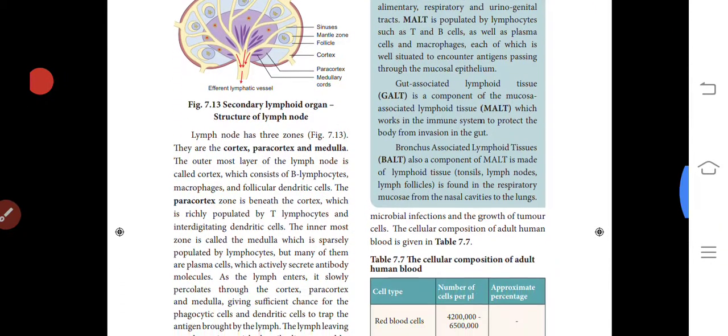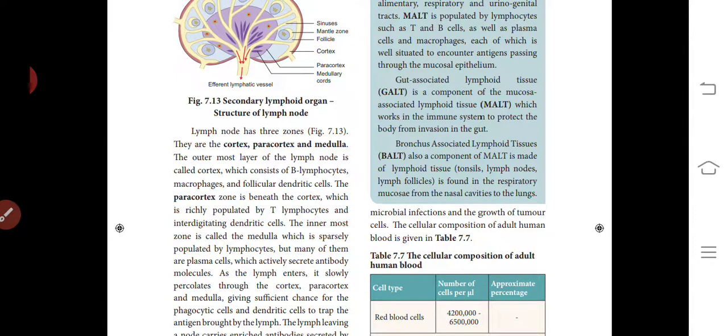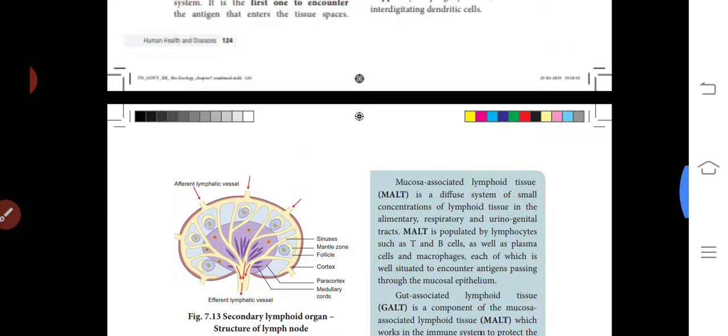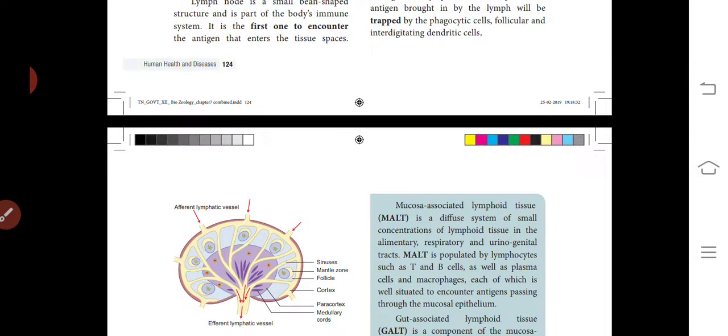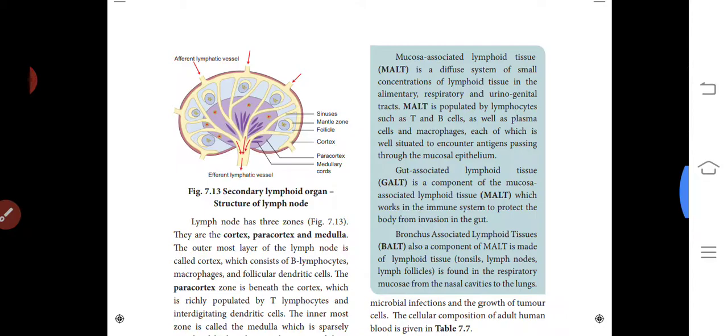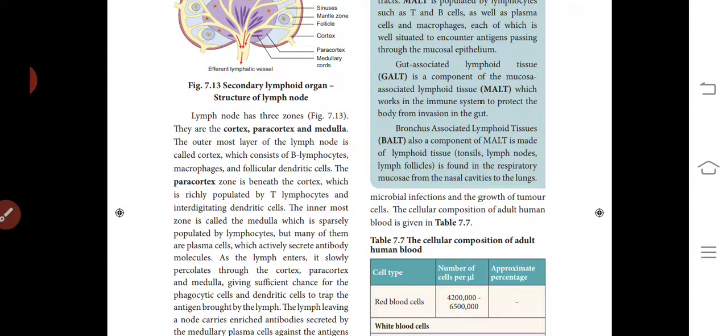Next, a lymph node has three regions. Lymph nodes have three zones: cortex, paracortex and medulla. The outermost layer of the lymph node is called the cortex, which consists of B lymphocytes, macrophages and follicular dendritic cells. The paracortex is beneath the cortex, richly populated by T lymphocytes and interdigitating dendritic cells. The innermost zone is the medulla, which is sparsely populated by lymphocytes, but many of them are plasma cells, which actively secrete antibodies.